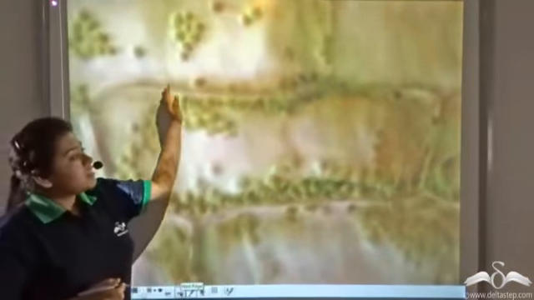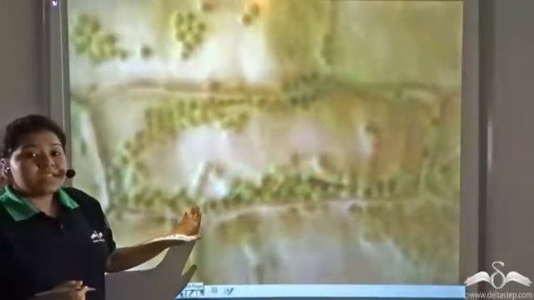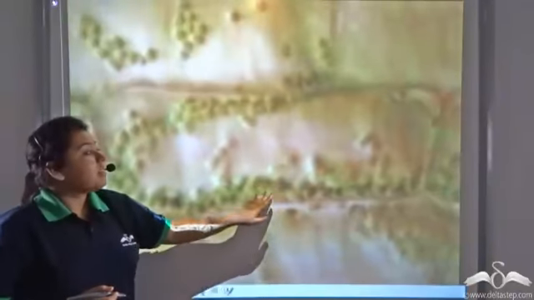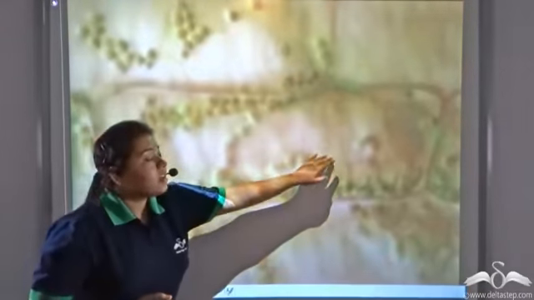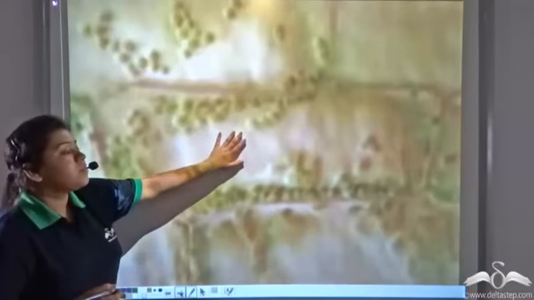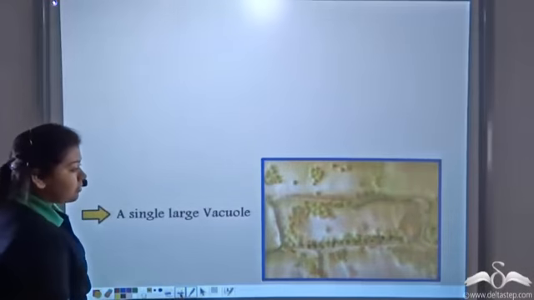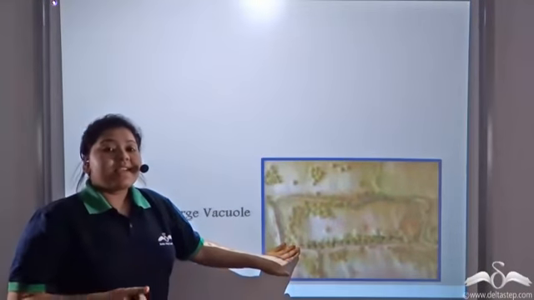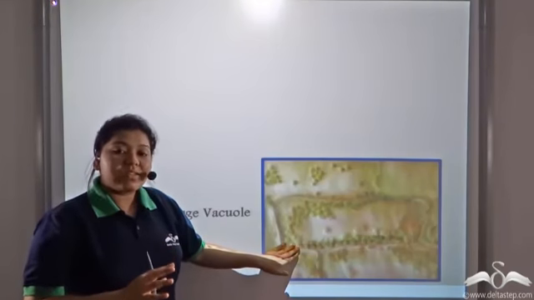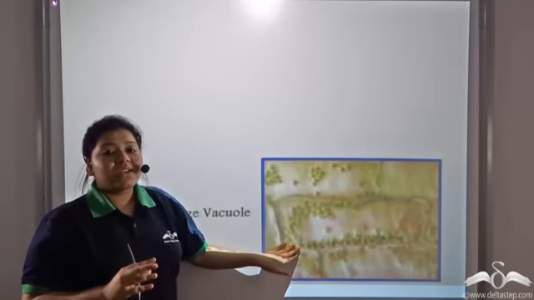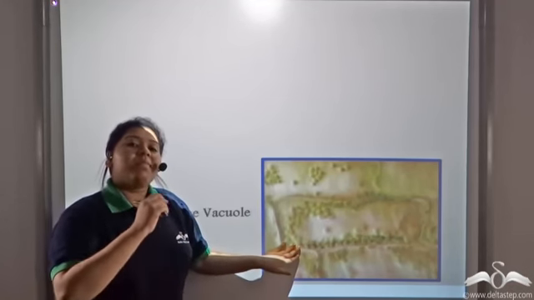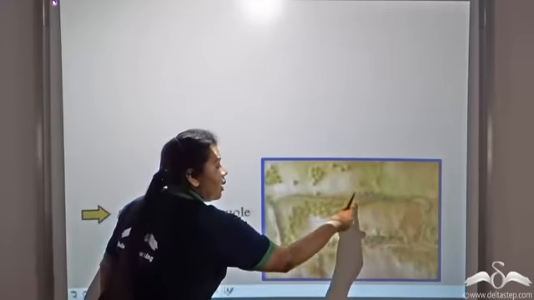See, this is a leaf cell. Now notice all the organelles are moving along the periphery. That is because there is a big, large vacuole in the middle of the cell that is occupying the maximum space. So the cells in the leaves have a single large vacuole in them, and because of the presence of a single large vacuole that is occupying the maximum space in the middle, all the plant organelles are moving along the periphery.